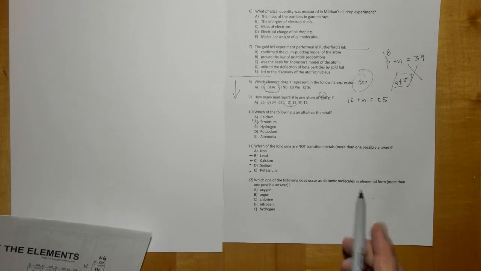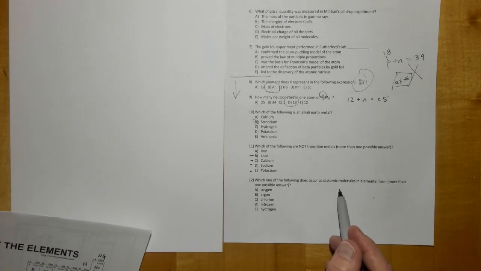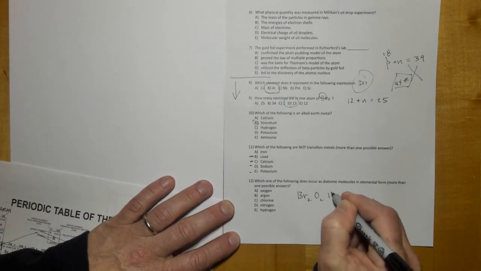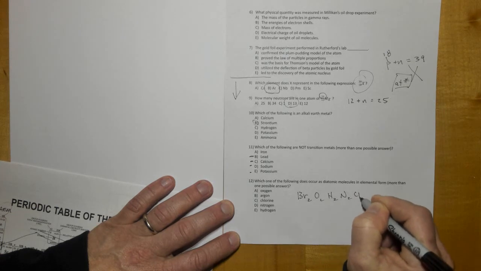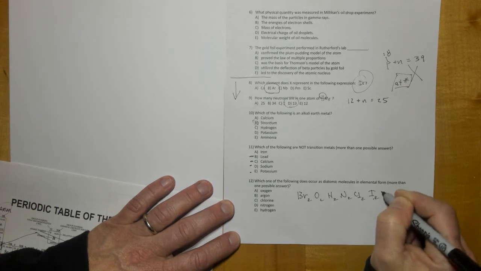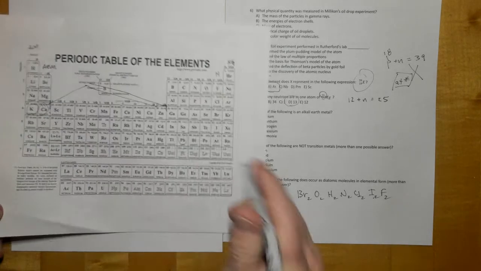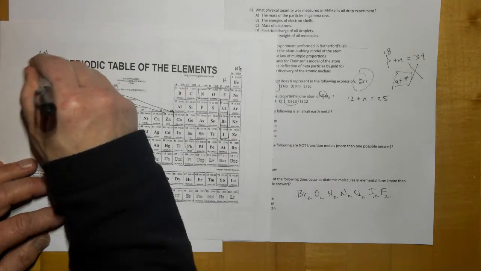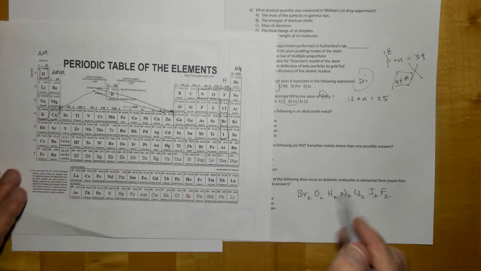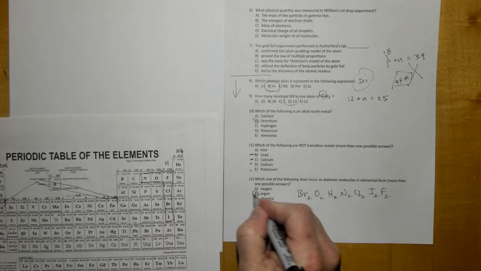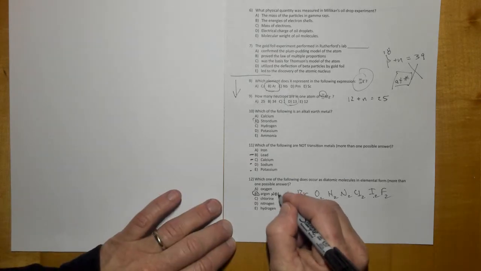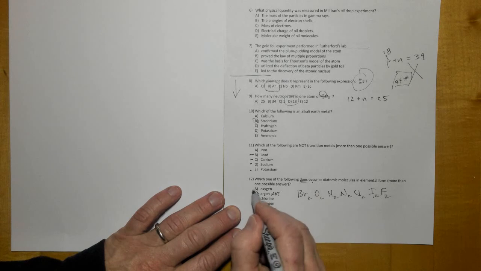Which of the following does occur as a diatomic molecule? Remember, the diatomic molecules are Br, O, H, N, Cl, I, and F. They make a sneaky 7 on the periodic table, plus this one. That's why it's sneaky. So you've got to match those up and find out which one's not. And argon obviously is not. This one is not diatomic, but it says which one does occur, so that means all of these are diatomic.